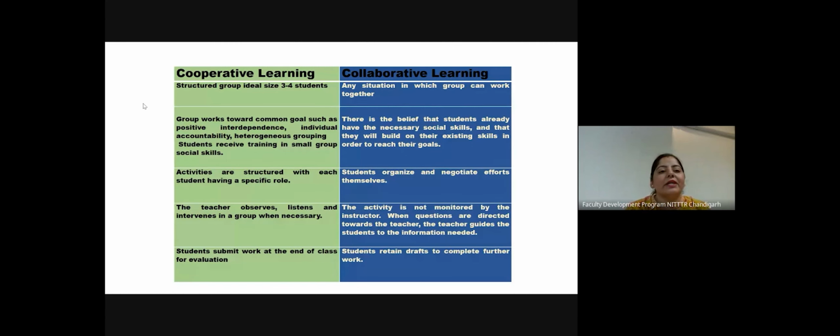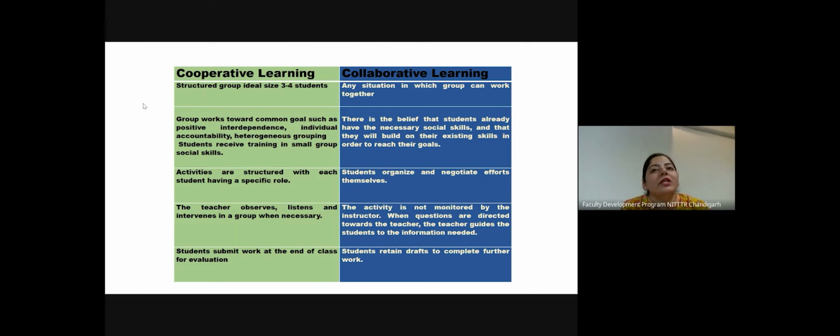In cooperative strategy, the structured group ideal size is 3 to 4 students, but in collaborative learning, we consider maybe half of the class will work for one project and half of the class will work for another project. Group work towards the common goals such as positive interdependence, individual accountability, heterogeneous grouping. Students receive training in small groups.